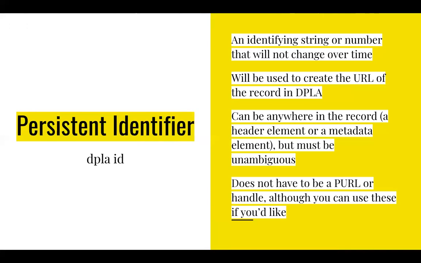It can be a header element or a metadata element, but it must be unambiguous, again, like the other properties. It needs to be somewhere where we can consistently find it and don't have to pull it out of a list of other properties. It doesn't have to be a PURL or a handle or a PID or any other kind of formally persistent identifier. You're not required to implement a handle server or something like that, but it does have to remain the same over time. It has to be something that you feel reasonably confident won't be changing.